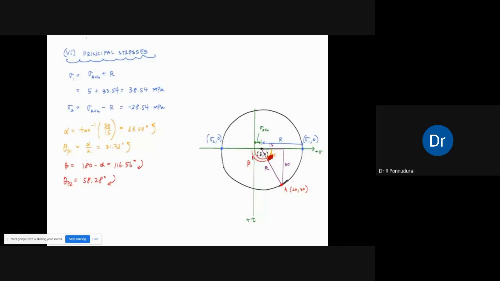In case of Mohr circle it is 2 theta. In the element it is going to be only half of that. Same here, it is 116. It is 2 beta here actually. So half of that will be the position of the plane, the minor principal plane.